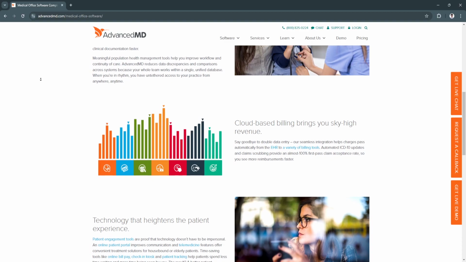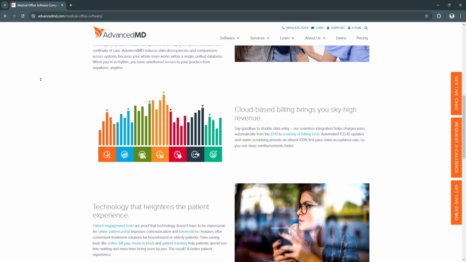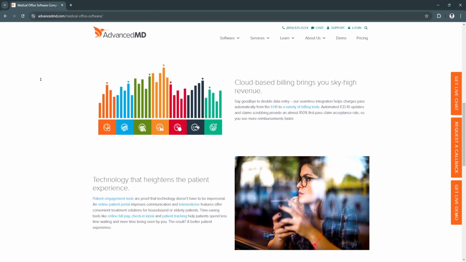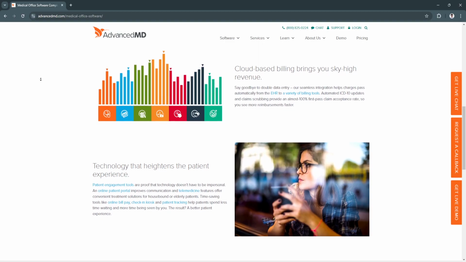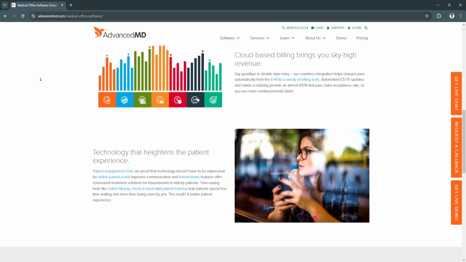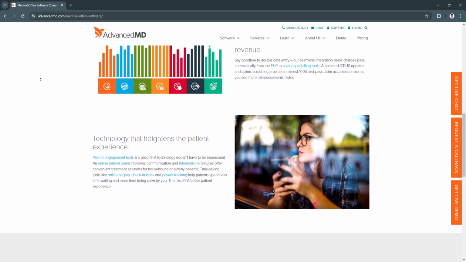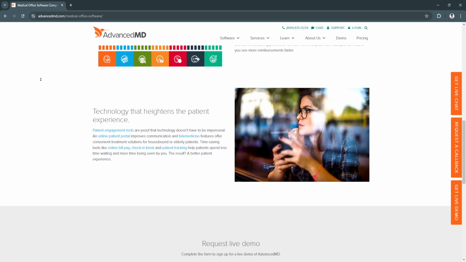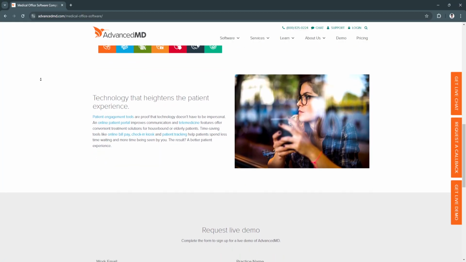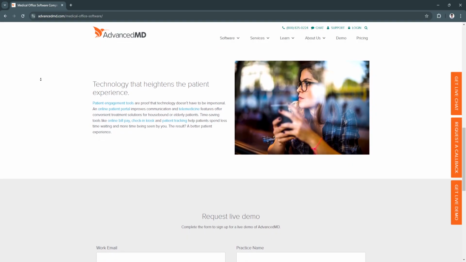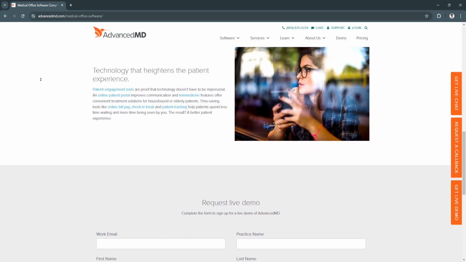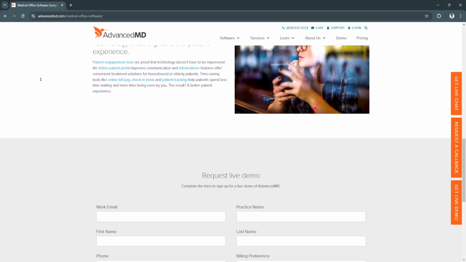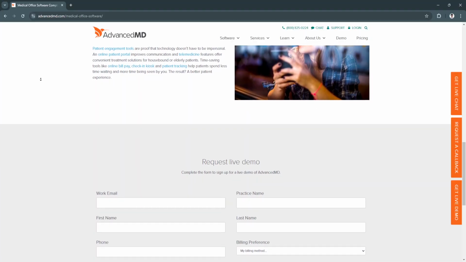Another key feature is the telemedicine integration. AdvancedMD supports telemedicine appointments, which can be accessed directly through the EHR platform. This feature has become increasingly valuable as practices adapt to a hybrid care model. Telemedicine capabilities help practices expand their reach, offer convenient care options, and reduce patient wait times. Integrated telemedicine ensures that telehealth visits are seamlessly documented, maintaining continuity of care.